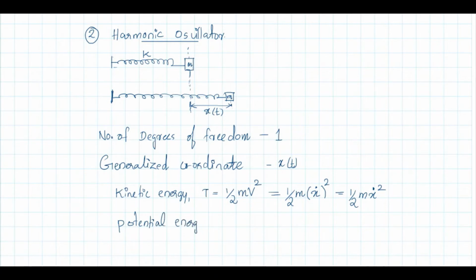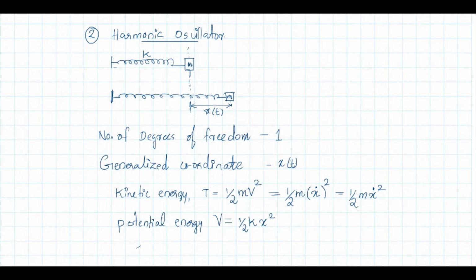I already mentioned that there are two kinds of potential energy. One is gravitational potential energy, the other one is spring potential energy. In the earlier example, it was gravitational potential energy, and in this case, spring potential energy. Spring potential energy is given by half k x square, where x is the extension or compression of the spring. This equation you already studied in plus 2 classes. So potential energy V is equal to half k x square, since x is the displacement from equilibrium position. k is the spring constant.